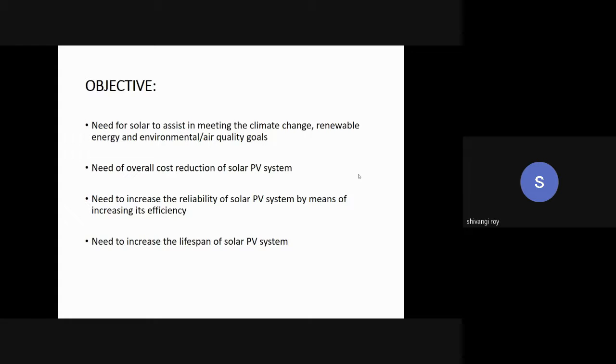The objectives for this project are the need for solar to assist in meeting the climate changes, renewable energy, and environmental and air quality goals. Need of overall cost reduction of solar PV system. Need to increase the reliability of solar PV system by means of increasing its efficiency. Need to increase the lifespan of solar PV system.